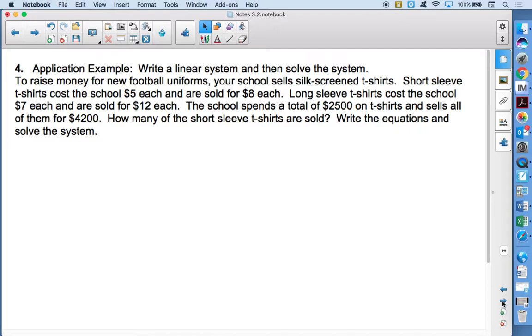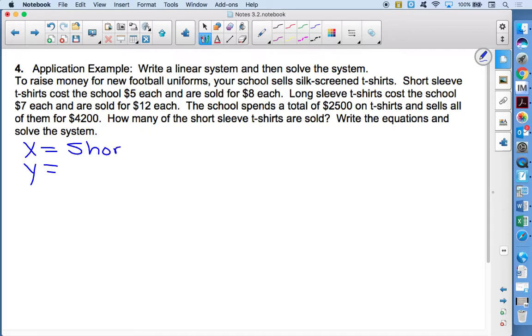Short sleeve t-shirts cost $5 but are sold for $8. Long sleeve t-shirts cost $7 but are sold for $12. The school will spend $2,500, but they're selling them for $4,200. So a lot of information here versus what we're paying for this stuff and what they're going to be sold for. So the first thing you need to do is decide what your variables are representing. In this case, we have short sleeve shirts and we have long sleeve shirts.